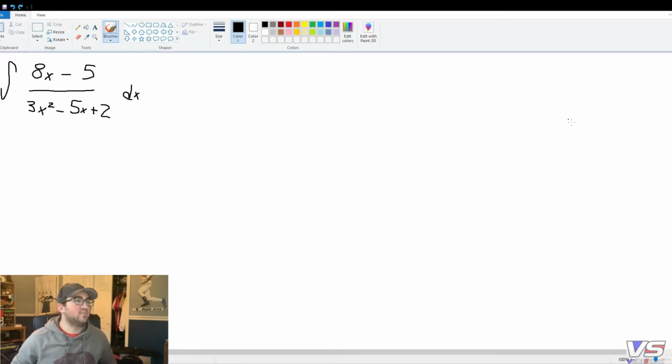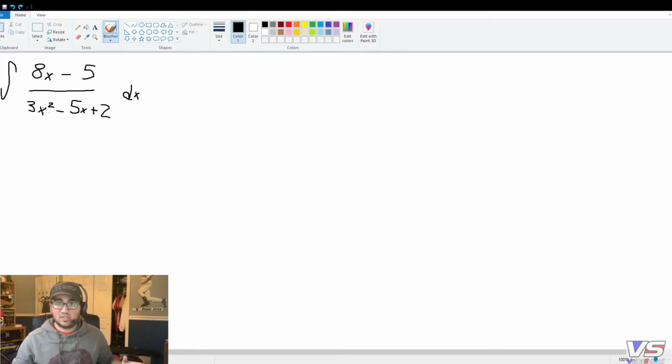Woo! Okay, so take a look at this question right here. We got the integral of 8x minus 5 over 3x squared minus 5x plus 2 dx. Wow, that's a lot. Okie dokie. So, first, again, just like the last one, we're not even going to look at the top yet. We're only going to focus on the bottom part.